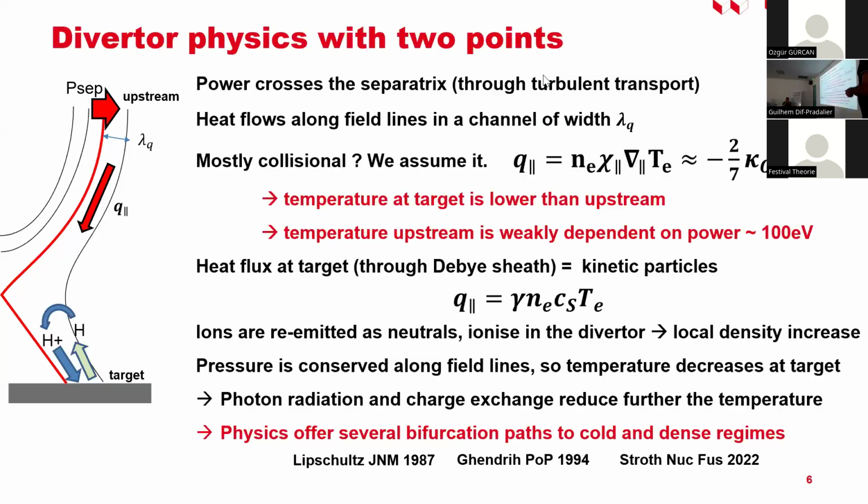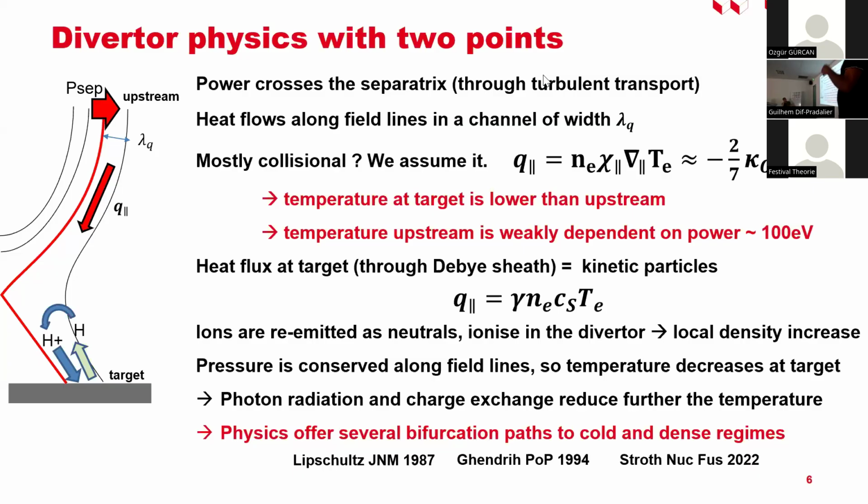And if you increase the density at a given heat flux, you have to reduce the temperature. You can also see it because the pressure is conserved along the field line for magnetohydrodynamic stability. So if you increase the density locally, you will decrease the temperature accordingly. Then you have to add photon radiation and charge exchange. This will reduce even further the temperature of the plasma locally. So increasing the density and the radiation will help reduce the temperature.